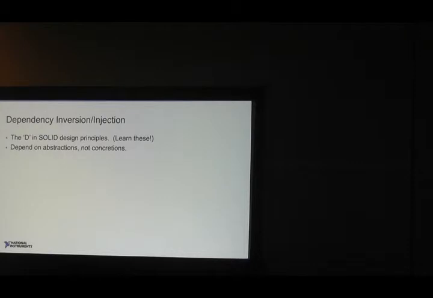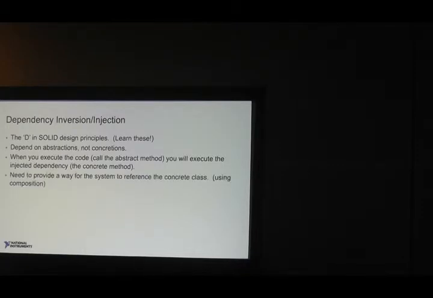But the key thing about dependency inversion is you want to make your code dependent on those abstractions and not the concrete code. So when we're executing, we want to be calling the abstract method, but we're going to inject a dependency, and this can be done at runtime, which is the key point. It's not necessarily statically determined. And then that injected dependency is what actually gets executed. And we need to provide a way for the system to reference this concrete class. This is where the injection part of dependency inversion comes in, in my head at least.